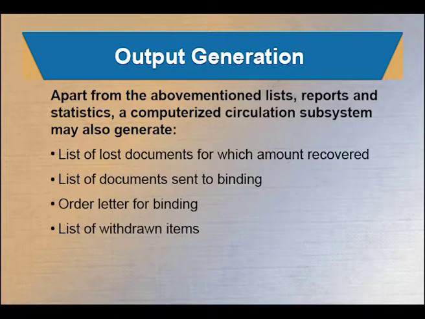Then sometimes on the basis of demand and need, list of lost documents for which amount recovered, list of documents sent to binding, order letters for binding, list of withdrawn items are also produced by the circulation module. Now, what is the advantage of circulation module? That means what are the advantages of automated circulation system over the manual one?